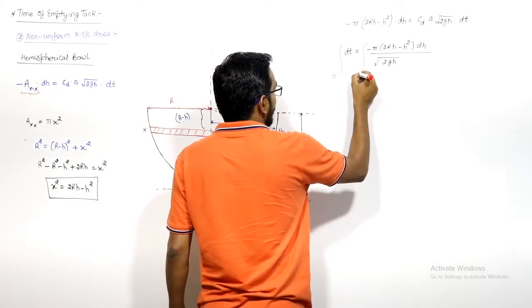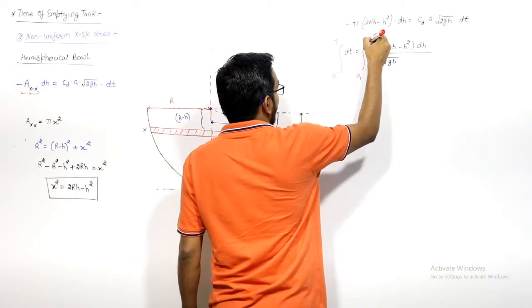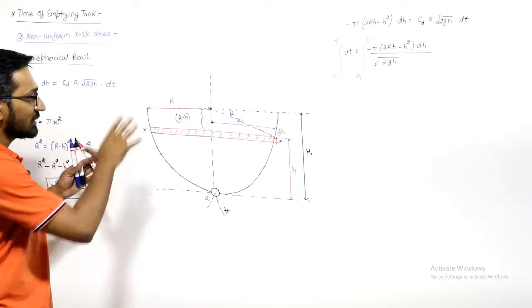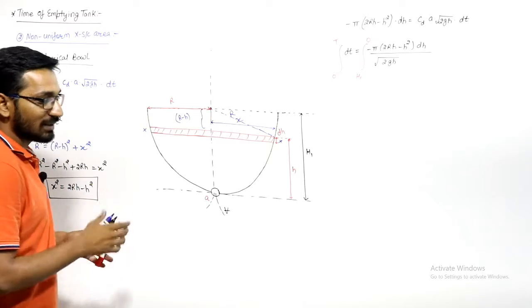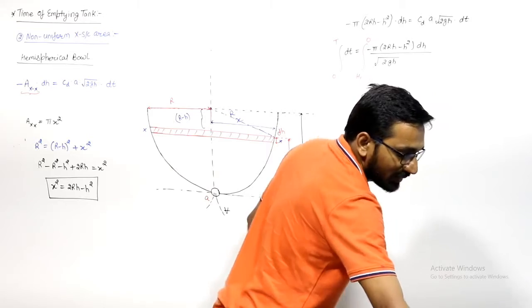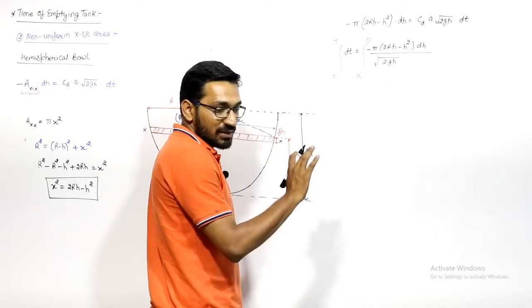If the time is 0, then the height is h1. If the time is t, then the height is 0, to empty the tank. We want to find out the time when this complete fluid is out of this tank, when the tank is empty. So the final height will be 0. If you solve it, this is a very simple integration, you can solve it. I am just writing the answer.